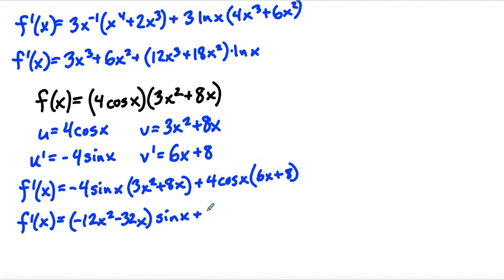And then here is going to be 24x. Plus 8 times 4 will be 32, and cosine of x, right? What you don't want to do is multiply that x from the cosine by these terms, okay? Because you have to think of cosine of x and sine of x as their own term, independent from our other terms here. But this will be your final answer here, and now you're done with this one.